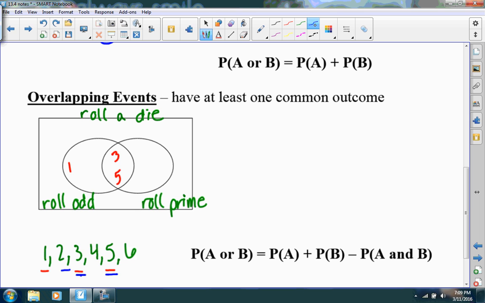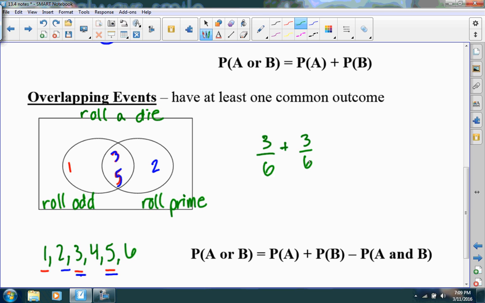And then my prime numbers, I had 2, but then I also had 3 and 5 because they got underlined twice here. So you can see that we have 2 numbers that are overlapping. Okay, so the probability of rolling an odd number, we did have 3 odd numbers altogether out of the 6. And for the prime numbers, we did have 3 of them.